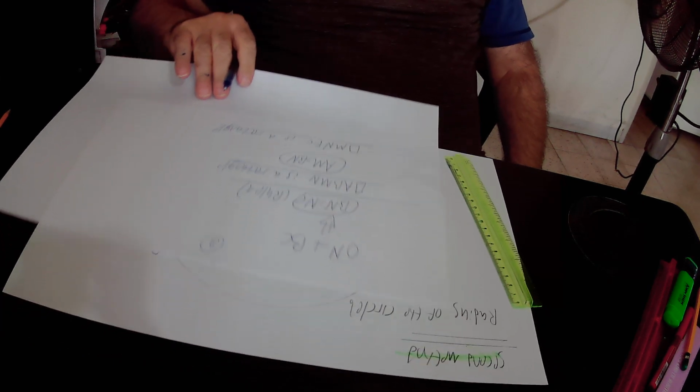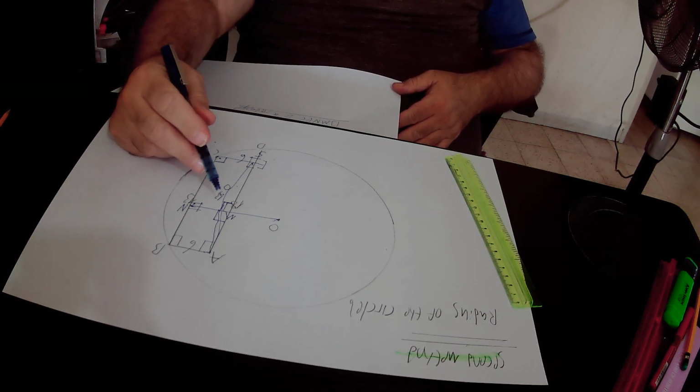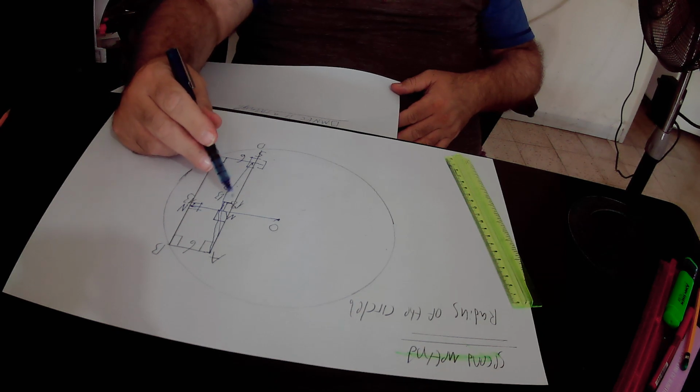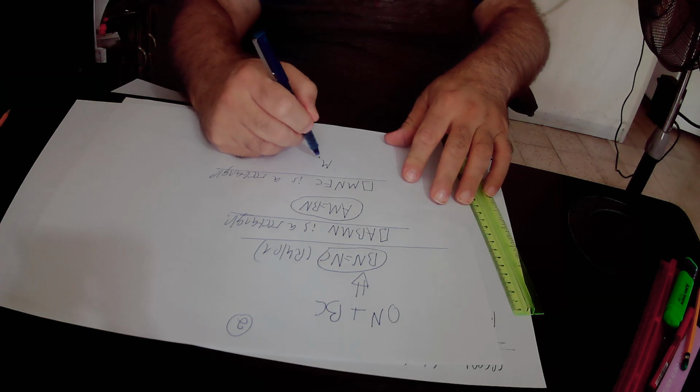But we also know that the opposite sides of a rectangle are equal to each other. That is to say, in rectangle MNEC, side ME equals NC.